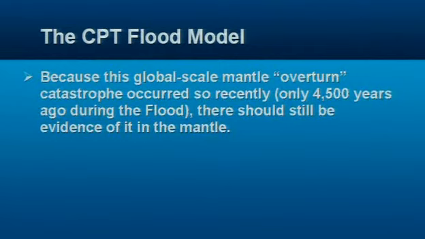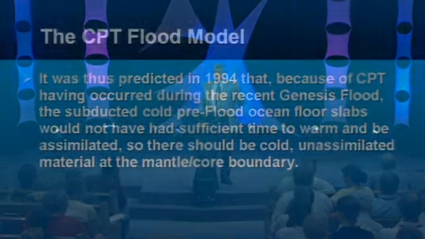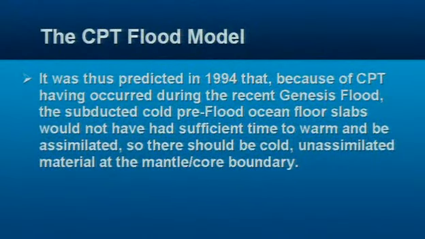And here's another interesting thing as we get to the end of our time. Because this means that the cold material at the top sank to the bottom and the warm material rose to the top in the Earth's mantle, we call that the mantle was overturned. Now, if that only occurred 4,500 years ago, there should still be evidence that that occurred. And so it was predicted in 1994 that because of this catastrophic process during the flood, only having occurred recently, there should be still evidence of cold pre-flood ocean floor slabs at the bottom of the Earth's mantle, because there wouldn't be time for them to warm up and assimilate with the mantle.